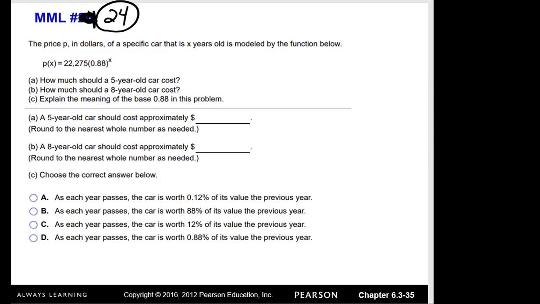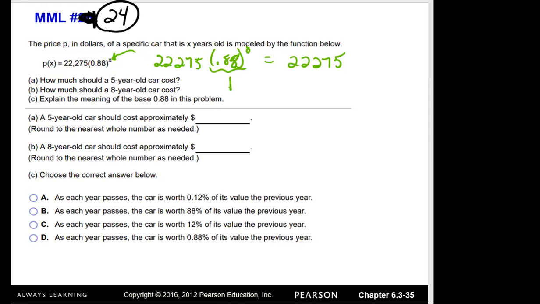Because if X is zero, if you put a zero right here, you would have 22,275 times 0.88 to the zero. And order of operations, if I take 0.88 to the zero, that's just a one. That's just the number one. So I'm getting $22,275 is the price of the car the moment it comes off the lot. It's brand new. It's a baby, 0 years old. However, 5 years later, how much should the five-year-old car cost?